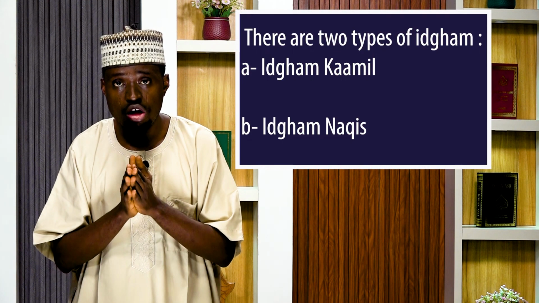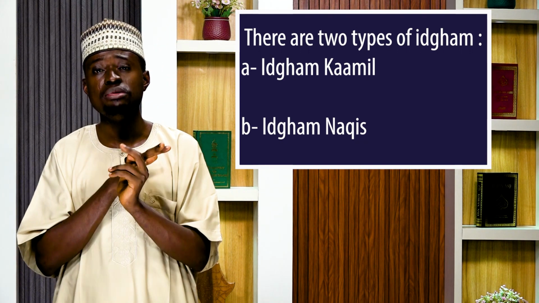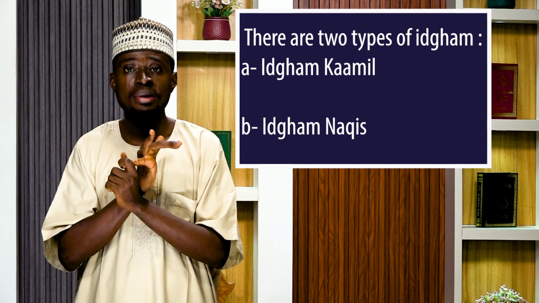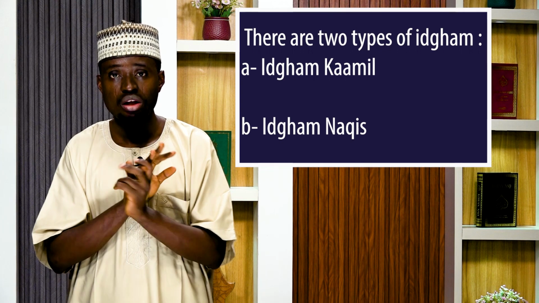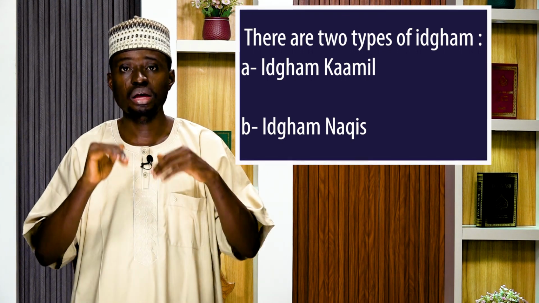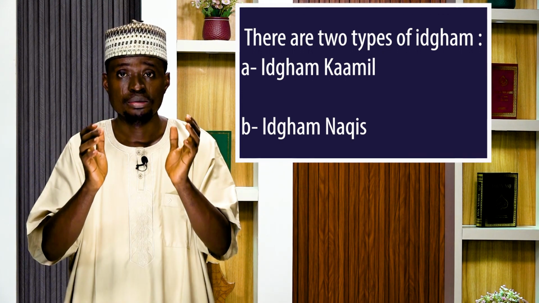And that is why we have 2 types of idgham under this topic. We have the complete and incomplete idgham. The complete idgham, that is idgham kamil. And the incomplete, we call it idgham naqis. Naqis means incomplete. Then kamil means complete.